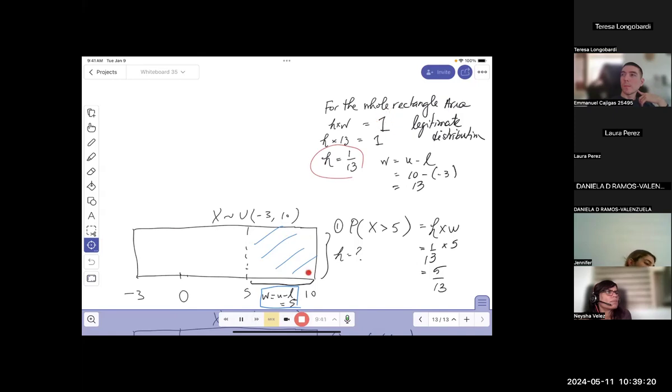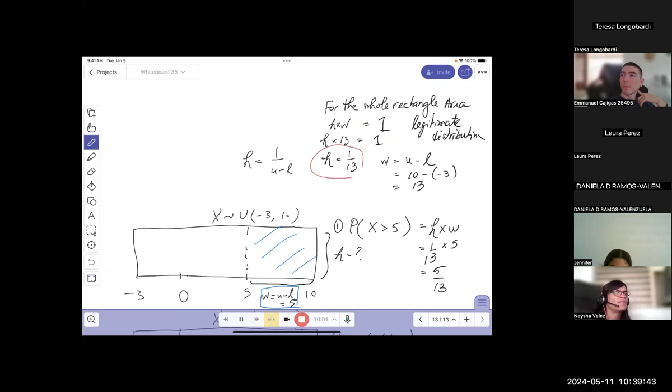So the area of this one has to be 1. And knowing the width, we can find the height. Actually, the formula for the height is just this. Height is equal to 1 over L minus, upper minus lower.